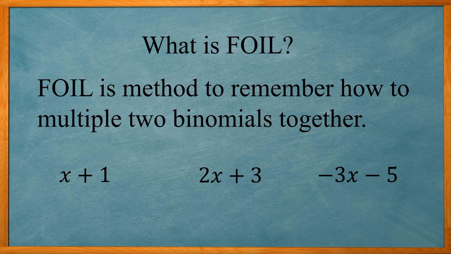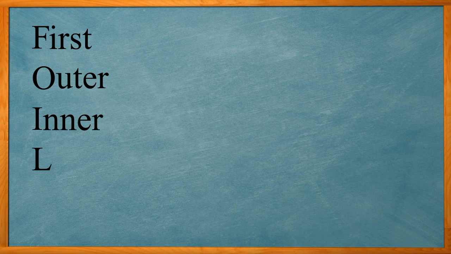Method to remember how to multiply two binomials together. Binomial examples would be x plus 1, 2x plus 3, negative 3x minus 5. Those are binomials. If we want to multiply them together, the FOIL method helps us accomplish that. So we get the acronym FOIL. F stands for first, the O for outer, the I for inner, and L for last.